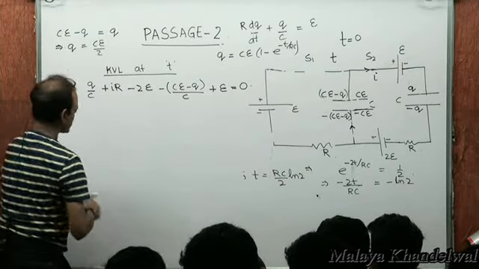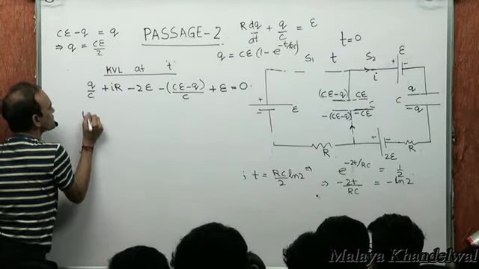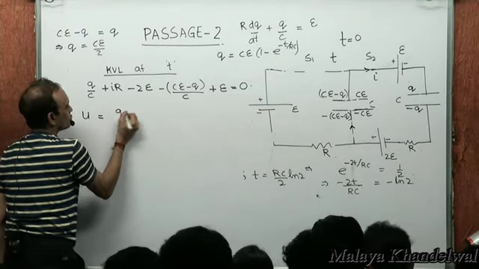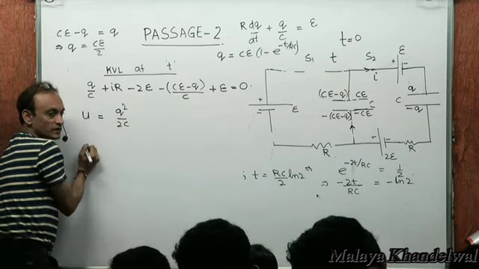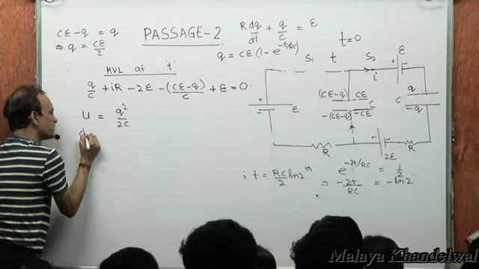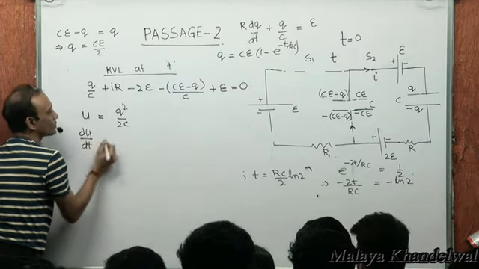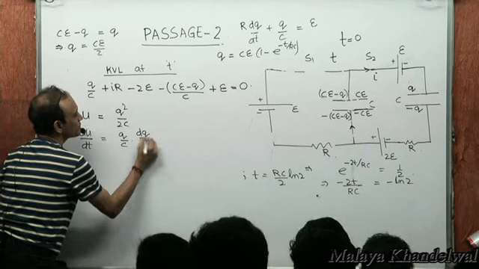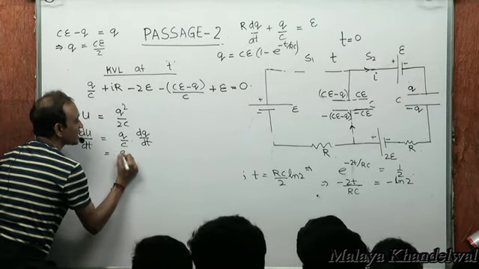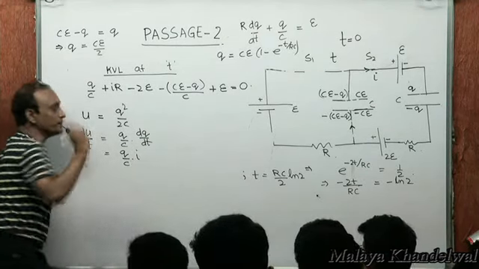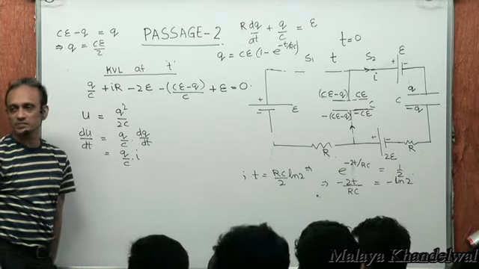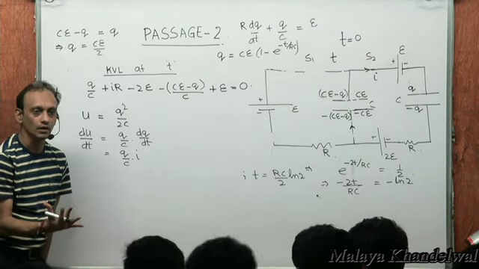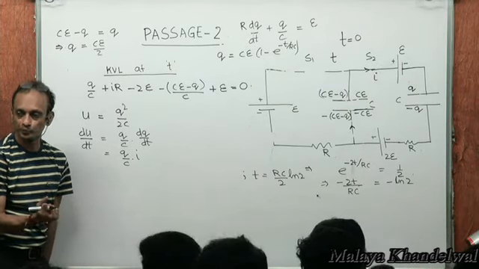Now, see, what's the energy in a capacitor? Q squared by 2C is the energy in a capacitor. Rate at which U changes with time is what? Q by C into dq dt, where dq dt then is the current. Q by C into I, that's the rate at which energy gets dissipated in a capacitor. Q by C into I, right? Yes or no?